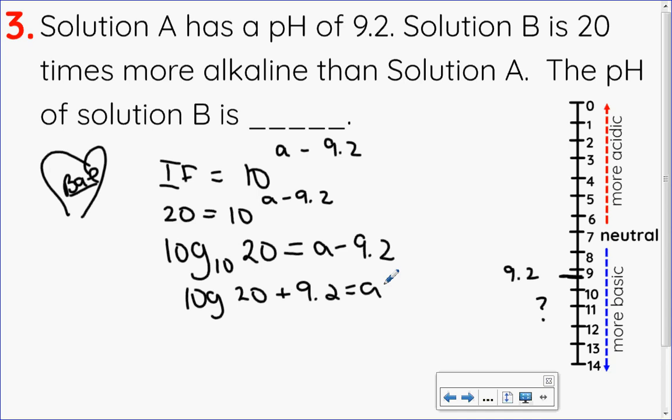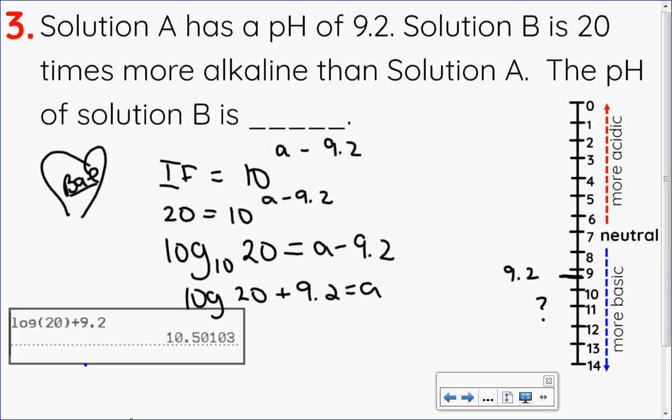Then I would just be punching this into my calculator to get what my A value is, which would be my pH of my solution. So plug that into my calculator. Where is it? There it is. Log of 20 plus 9.2, rounded to the nearest tenth, so we knew it was above. So now I know that the pH of the other solution is 10.5.